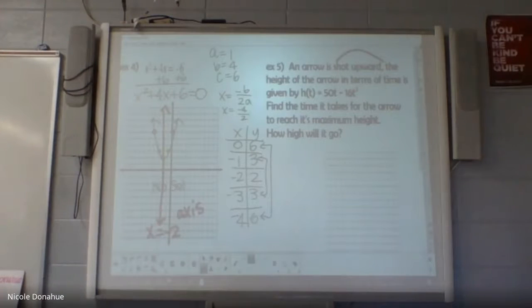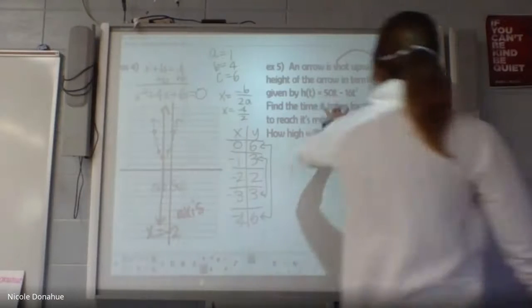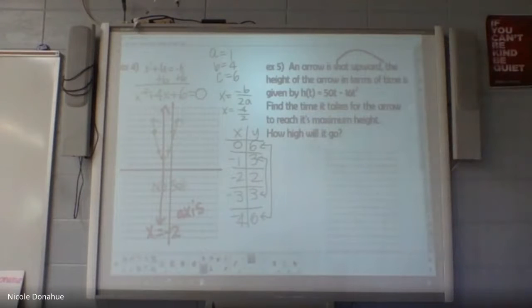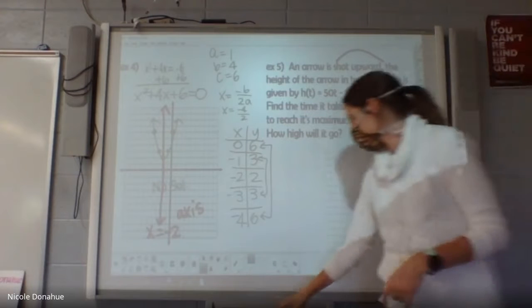We're spending too much time. Okay guys, it says, find the time it takes for the arrow to reach its maximum height, how high will it go, and then you could even talk about how long it'll take to get to the ground. This might not be the nicest numbers in the world, and we might not even want to spend time graphing it because we want to know that maximum height.